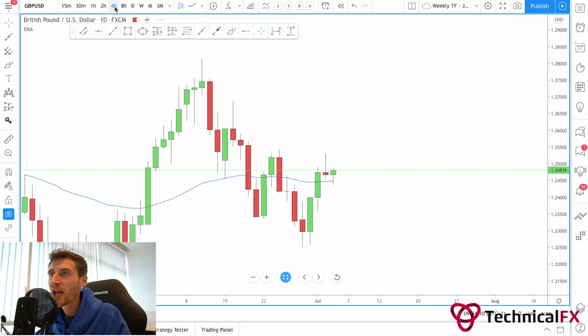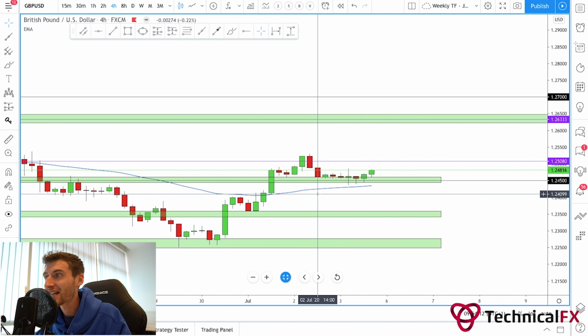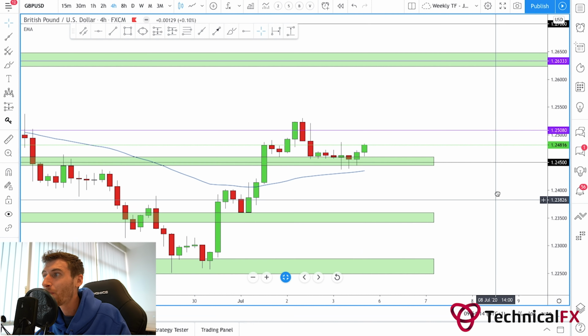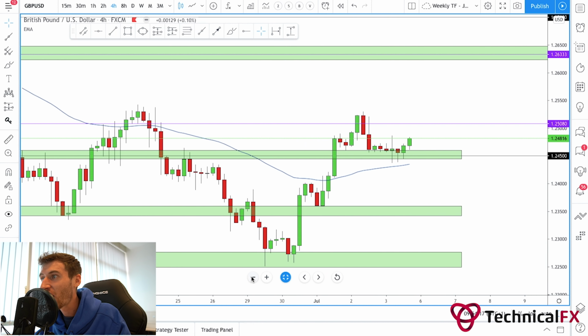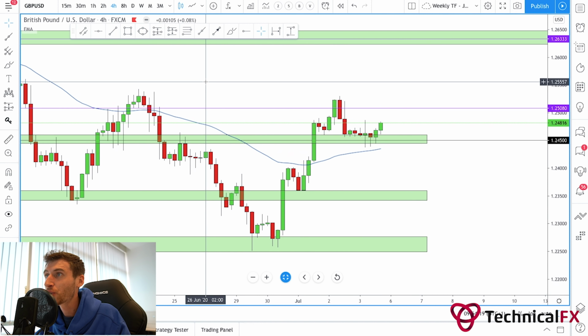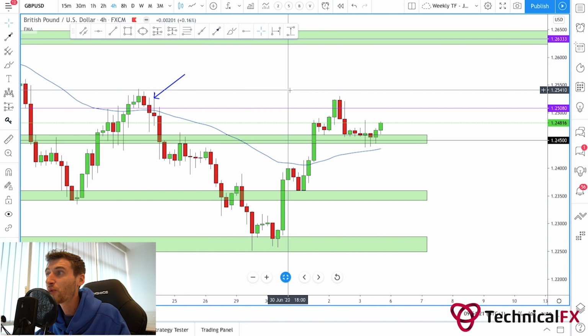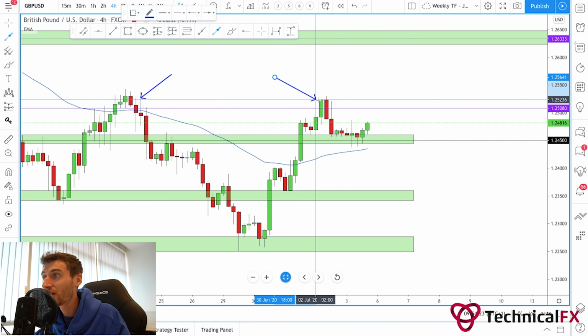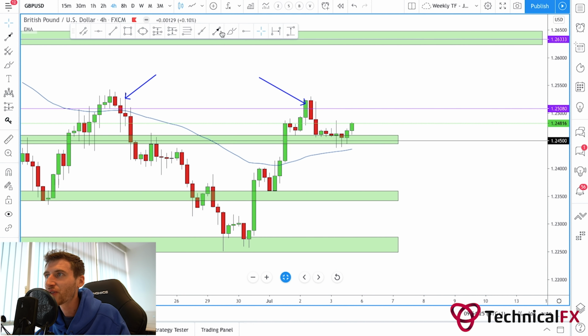Into the 4 hour time frame and bringing back the technicals, if we can now make it above 1.25, 1.25100, which is this point right here, if we can make it above that region and this point right here, then I will be looking for long positions.